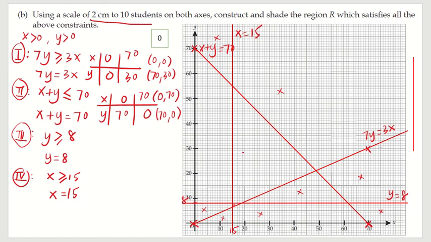X more than 15. Okay, you want x more than 15. So the left-hand side we don't want. So the shaded region is the one that remains, the one without a cross. Not shaded, the one with no cross, like this. And once you have labeled it already, remember to erase your crosses from just now.